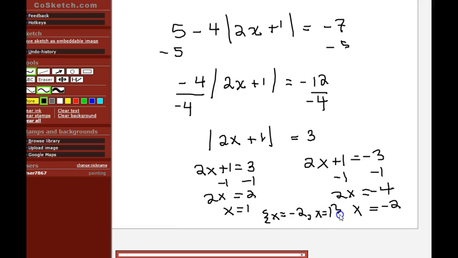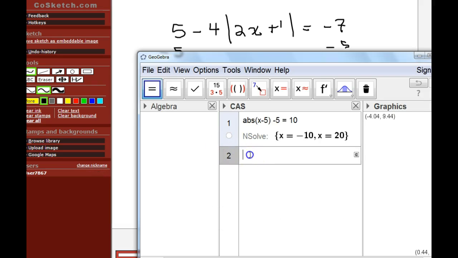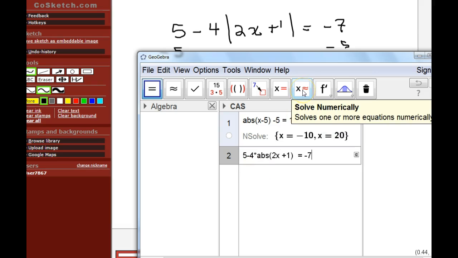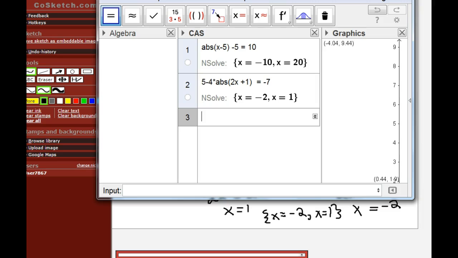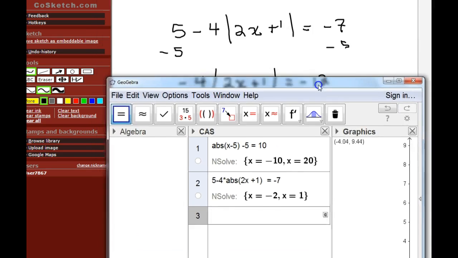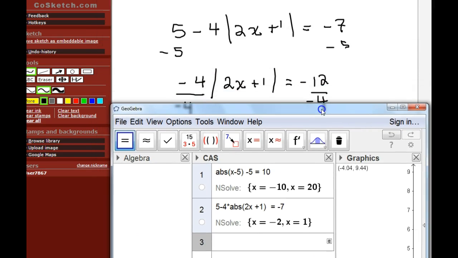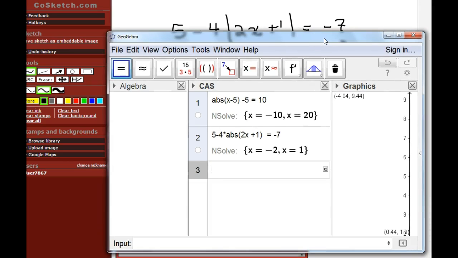Let's go check this in GeoGebra. So we're going to put 5 minus 4, and I'm going to put a times sign, ABS, parentheses, 2x plus 1, roll it over, equals negative 7. Then I'm going to do the solve numerically, and I've got x equal to negative 2 and x equals 1. So now I showed you how to do these absolute values. They're really fun, and they're super fun to check in GeoGebra.